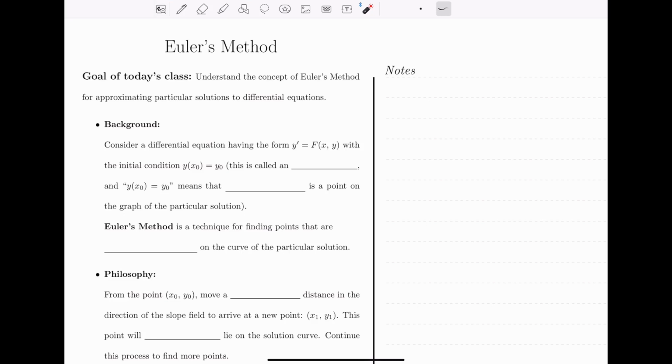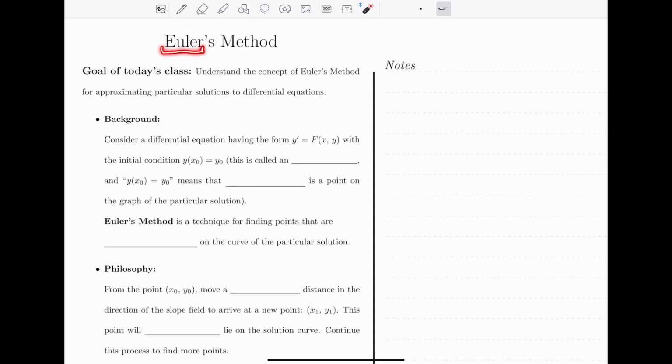This video is an overview of Euler's method. We want to understand the concept of Euler's method and how it's used to approximate solutions to differential equations. Now, before we go any further, let's just focus on this name here. This looks like "Yoo-ler", but it's pronounced "Oiler".